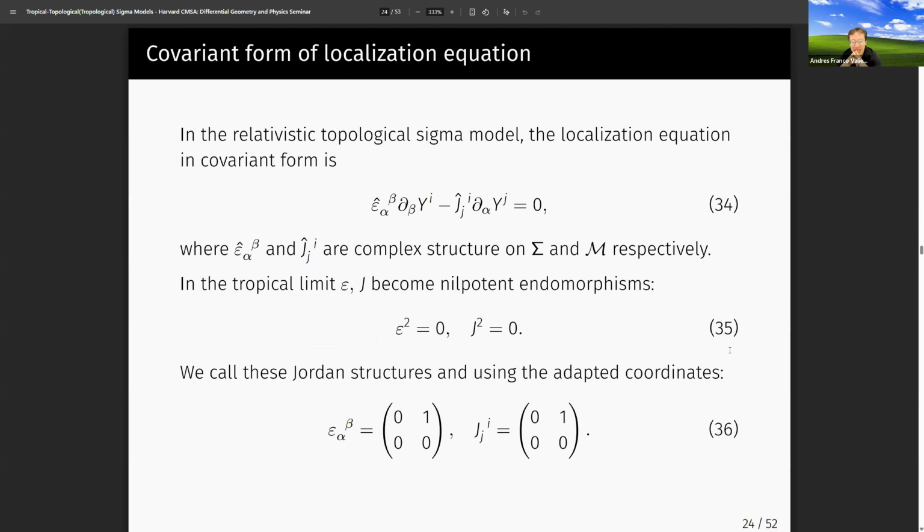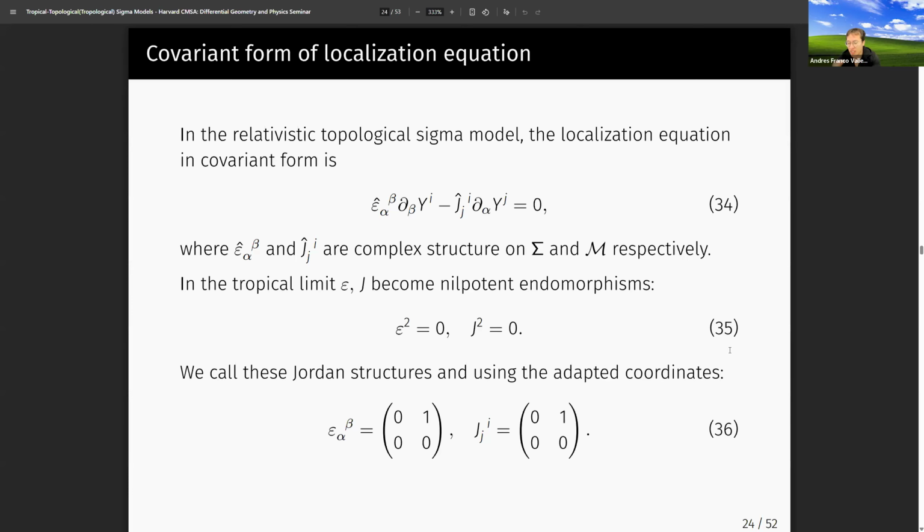And what you find out is that since we know that the localization equations of the topological A model are really just pseudo-holomorphic curves that depend on two complex structures that we're going to call epsilon hat and j hat, you can check that if you take the tropical limit, they're no longer complex structures. They actually become nilpotent endomorphisms of their respective tangent spaces. So now they satisfy epsilon squared equals 0 and j squared equals 0.